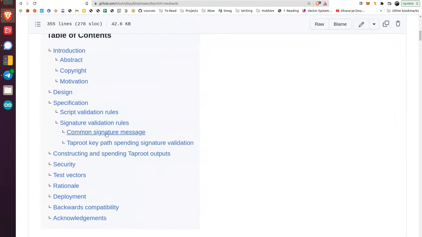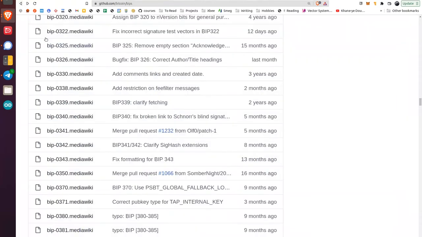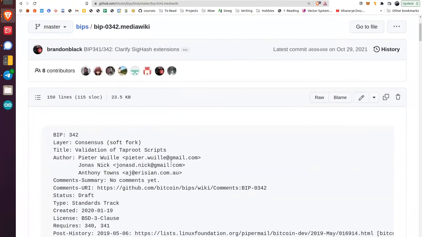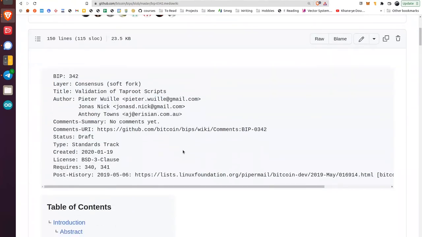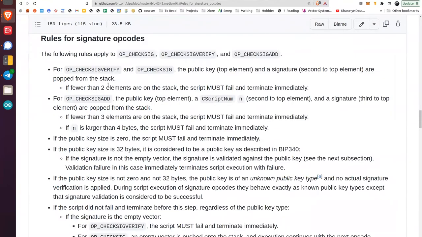So this is signature validation stuff, Taproot outputs. So we introduce new Taproot outputs. Then we get into 342, which is Taproot scripts. So now all of a sudden there's something that's like a Taproot script thing, talks about script execution, rules for signature opcodes. So this is where I was talking about it takes existing opcodes and it remaps how they execute or how they work.